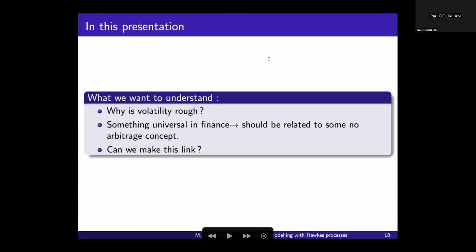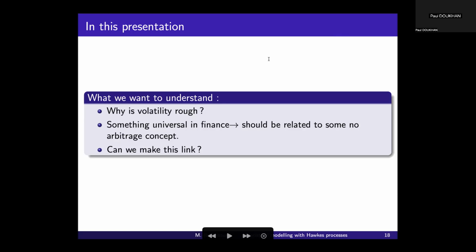Okay, so what do we want to do now? We want to understand why it's true. Because many studies have been done on this topic, not by us, by other people, and you systematically obtain the fact that volatility is rough. We say that volatility is rough in the sense that the sample path is rougher than that of a classical Brownian motion.